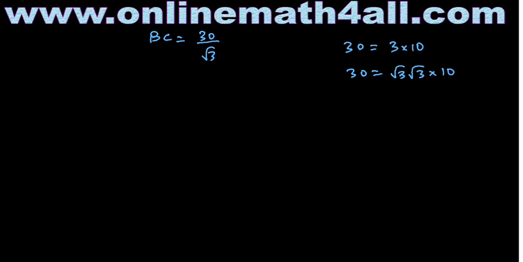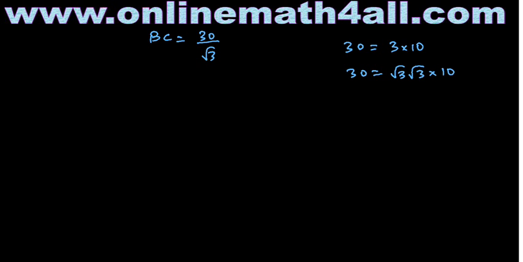So now we got BC is equal to 30 over root 3. Now what I'm going to do is write 30 as 3 times 10, because 3 times 10 is equal to 30. So 30 is equal to 3 can be written as root 3 times root 3 times 10, because root 3 times root 3 is equal to 3. So 30 can be written as root 3 times 10.